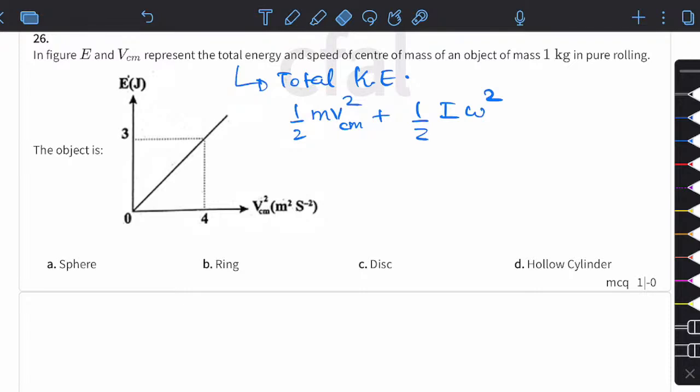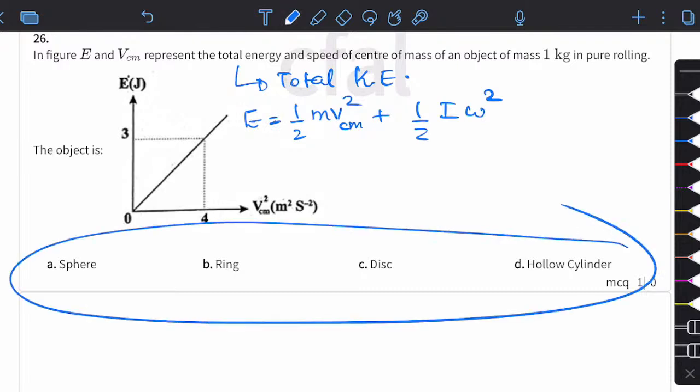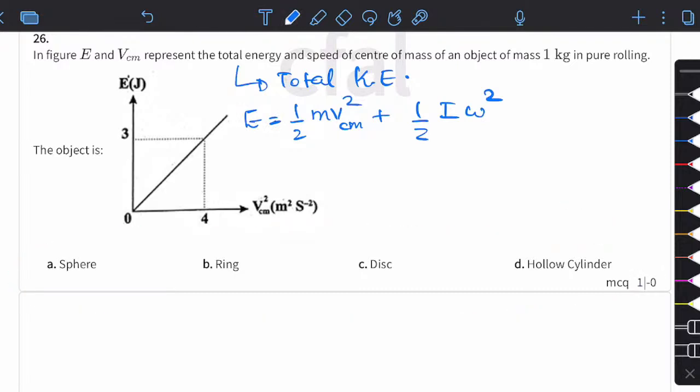Now, they have given a graph for this, and they have asked us to find what kind of an object it is. Out of the four given ones, what kind of an object is it? How do we know? Well, we have various expressions for moment of inertia. For a sphere it is 2 by 5 mr square. Ring it is mr square. For disk it is 1 by 2 mr square. And for hollow cylinder it is mr square.